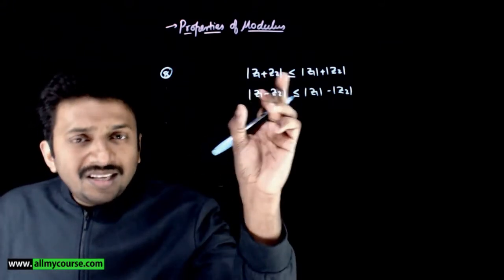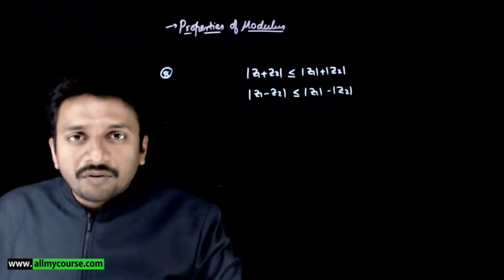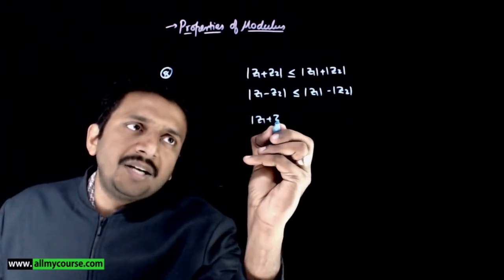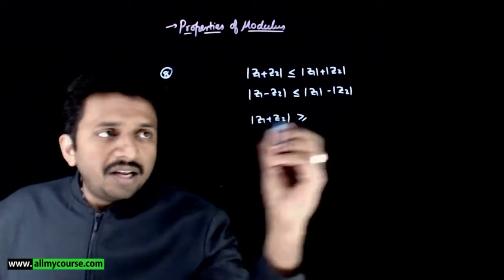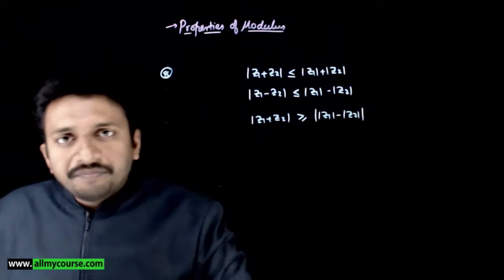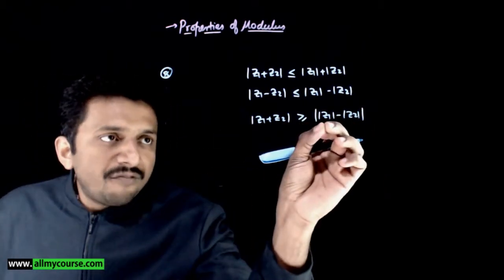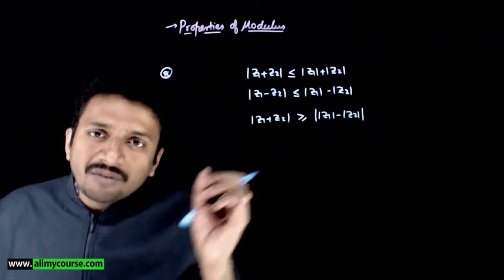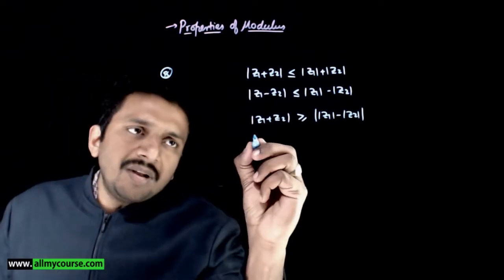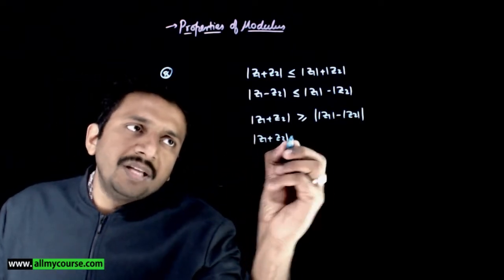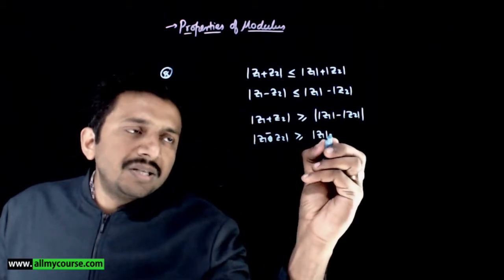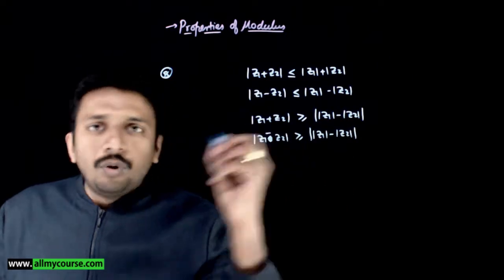We can see the logic of this clearly when we deal with the geometry of complex numbers. And modulus of Z1 plus Z2 will always be greater than or equal to the magnitude of mod Z1 minus mod Z2. So if you have mod Z1 and mod Z2, and you subtract one from the other, the magnitude of that will always be less than modulus of Z1 plus Z2. Similarly, mod of Z1 minus Z2 is always greater than or equal to mod Z1 minus mod Z2 whole mod.